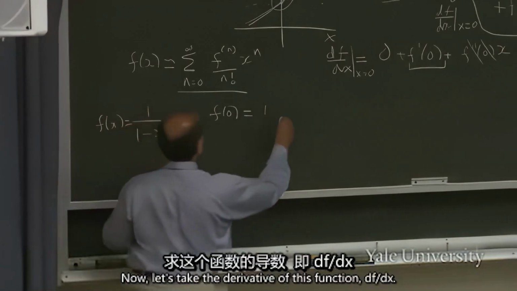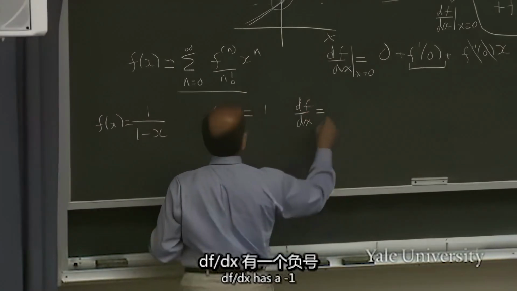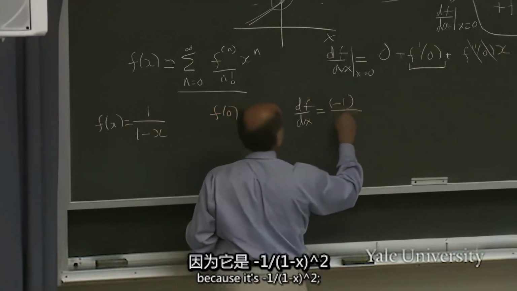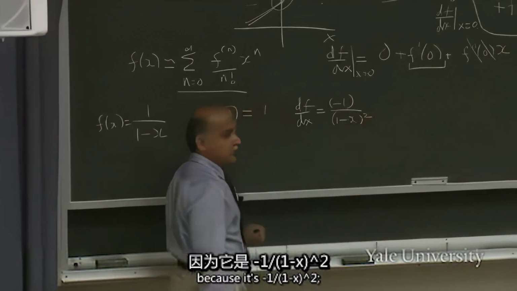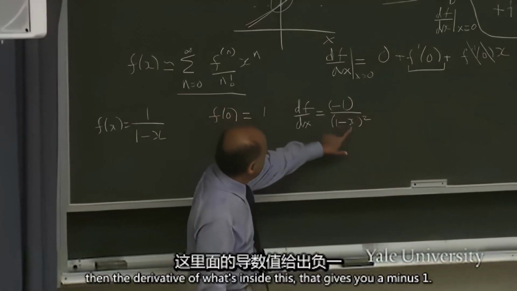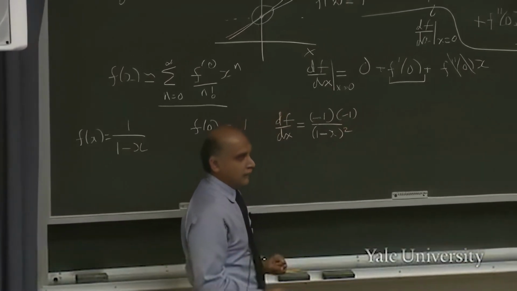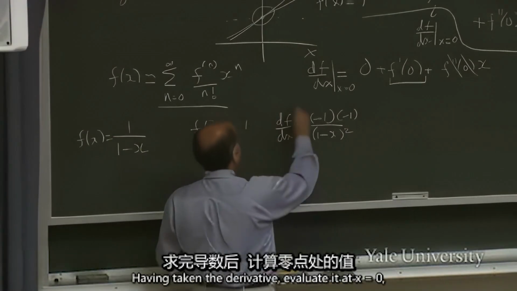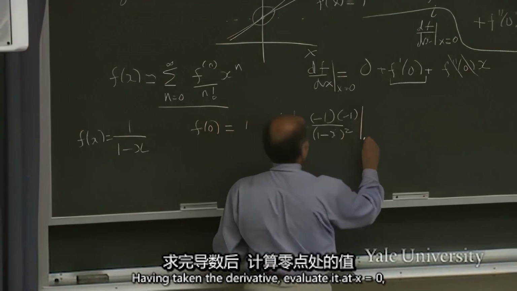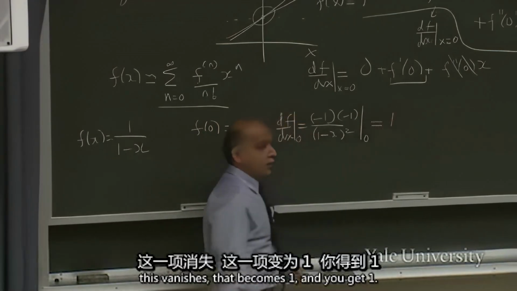Now let's take the derivative of this function, df/dx. df/dx has a minus 1 because it's 1 minus x to the minus 1 times a square. Then the derivative of what's inside gives you a minus 1. This is simple calculus, how to take the derivative of this fella here. Having taken the derivative, evaluated at x equal to 0, this vanishes, that becomes 1, and you get 1.